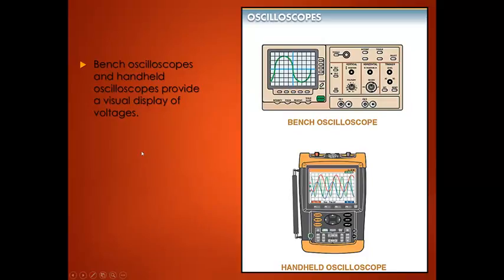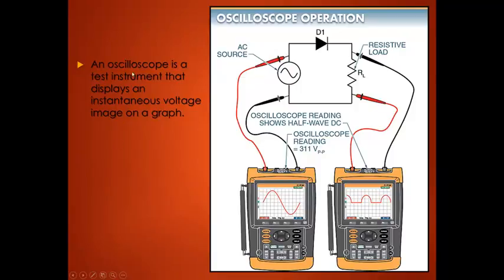An oscilloscope is a device that gives you a graph reading of voltage measurements. So an oscilloscope is a test instrument that displays an instantaneous voltage image on a graph. This is a device that's used commonly on AC circuits and DC circuits to see real-time instantaneous readings of what your circuit is doing.